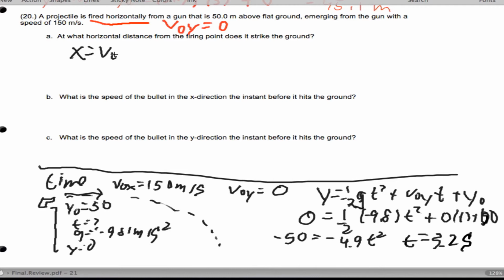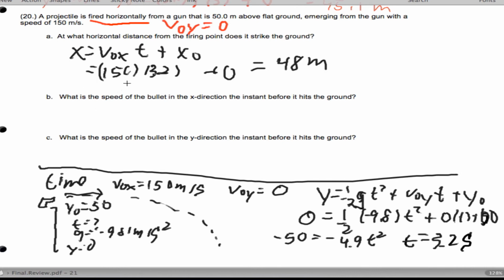Now we're going to get the horizontal distance in A, x equals v naught x t plus x naught. And that's going to be 150 times 3.2 plus 0. And that ends up being 480 meters. What's the speed of the bullet in the x direction before it hits the ground? Remember, vx equals v naught x. They never change, 150 meters per second.